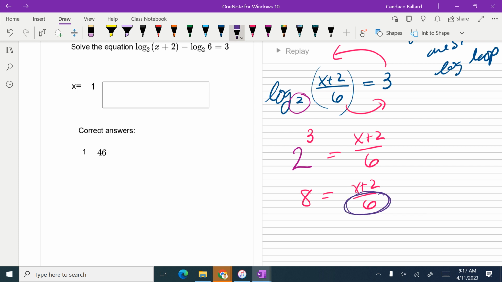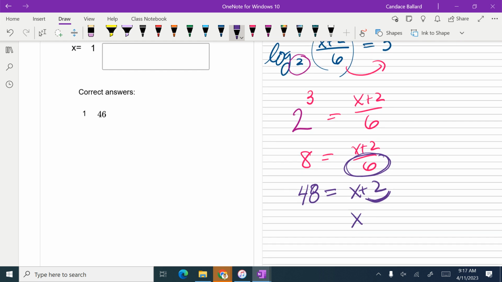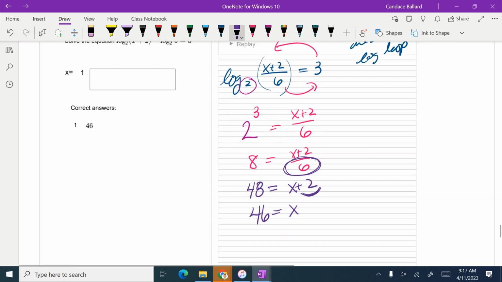How do I move this 6 to the other side? Multiply. So what's 8 times 6? 48. Good. How do we move the 2 to the other side? Subtract. So we get x equals 46. Write down what you did wrong, what you need to fix.